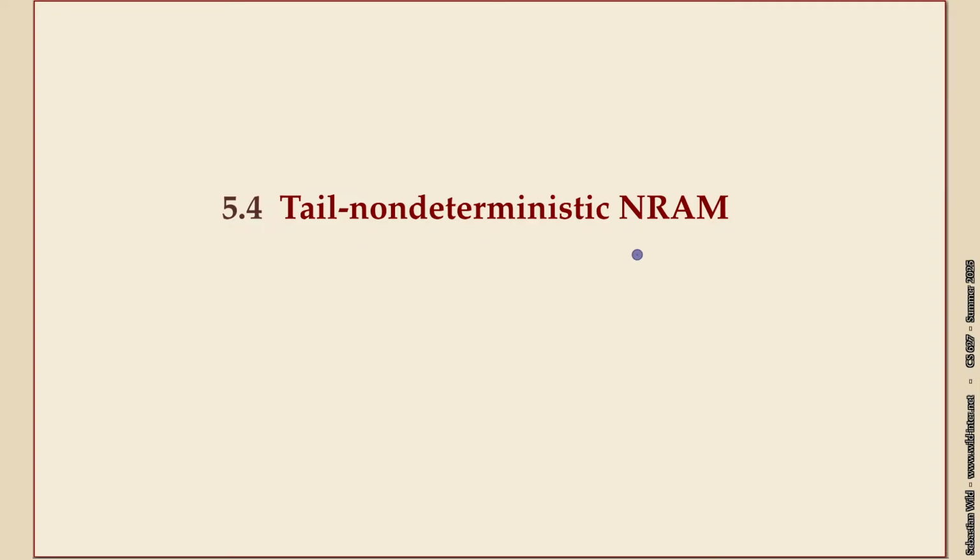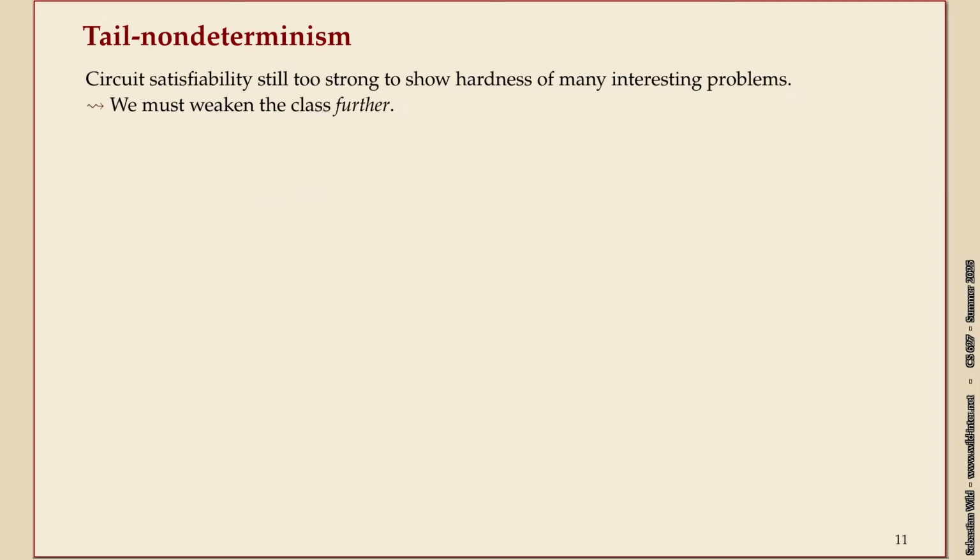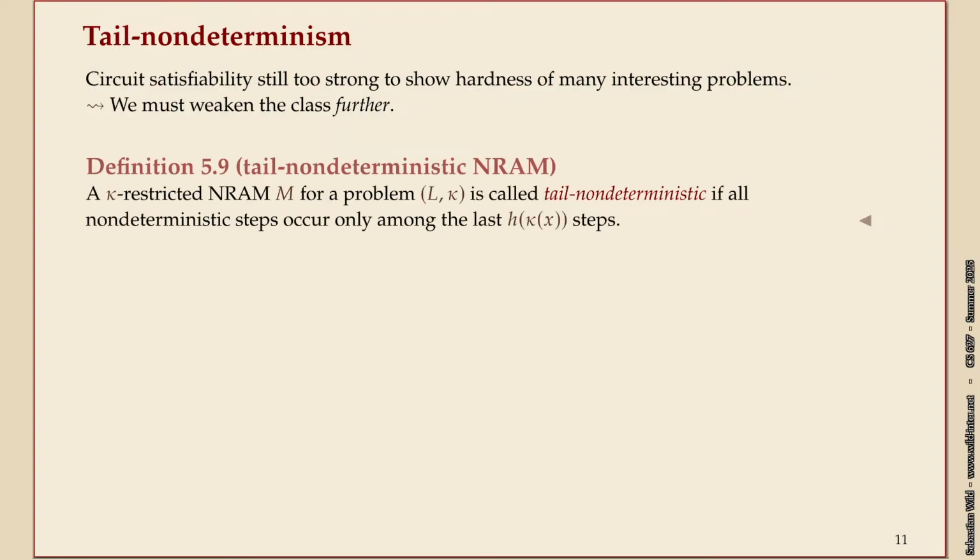And so the model that we'll look at does exactly that. It has to do the non-determinism at the end of the computation. So that's called tail non-determinism. As we discussed, this W[P]-hard complete problem is too hard. So we have to restrict the class a bit to only keep the slightly simpler problems.